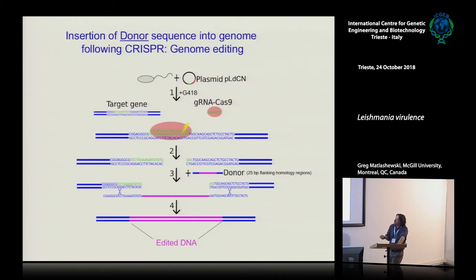And when you repair it, you could also add anything you want in here. So this purple sequence here, you could add another gene, you could add a GFP, you could add an antibiotic resistance gene, you could add a stop codon, you could add anything you want into this donor patch. So you fix the chromosome and at the same time you can add anything you want in there. Or you could add nothing. So it really allows you to do whatever you want to do in Leishmania, editing the genome.